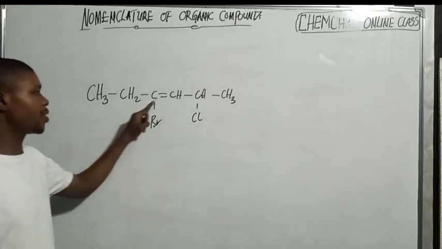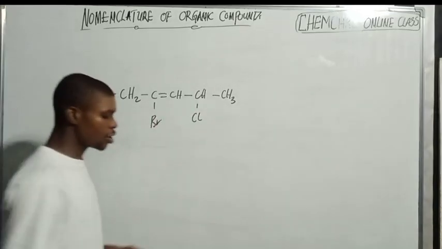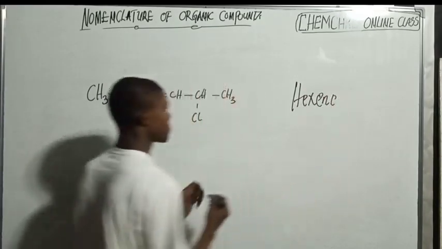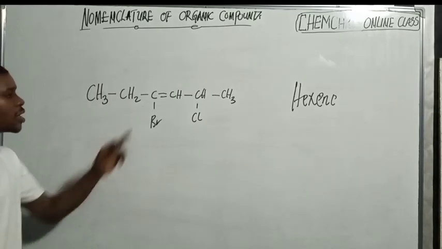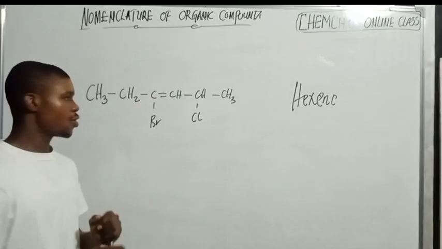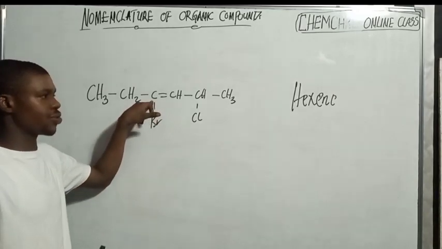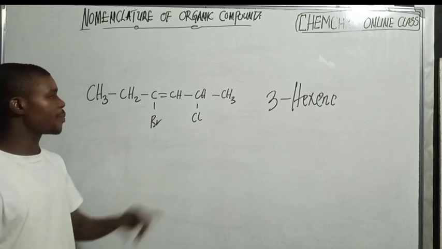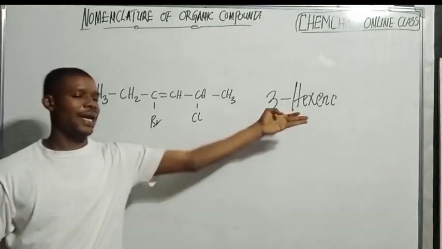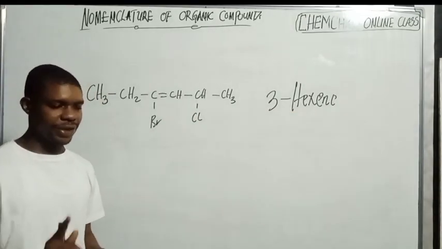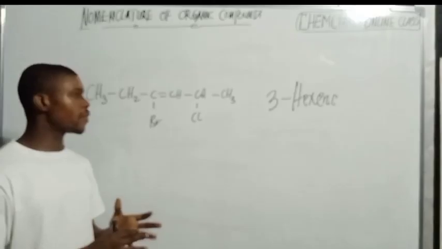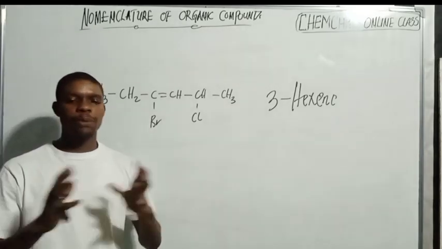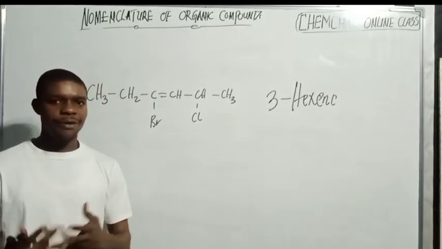Now, 1, 2, 3, 4, 5, 6, going to be hexene, right? So now let's look at the position of the double bond. We start from here, 1, 2, 3, carbon 3, 3-hexene, right? And if we start from here, 1, 2, 3, you also get 3-hexene. Do you understand? So that means the position of the double bond is not the problem. Because when we come from both sides, getting 3-hexene, fine.